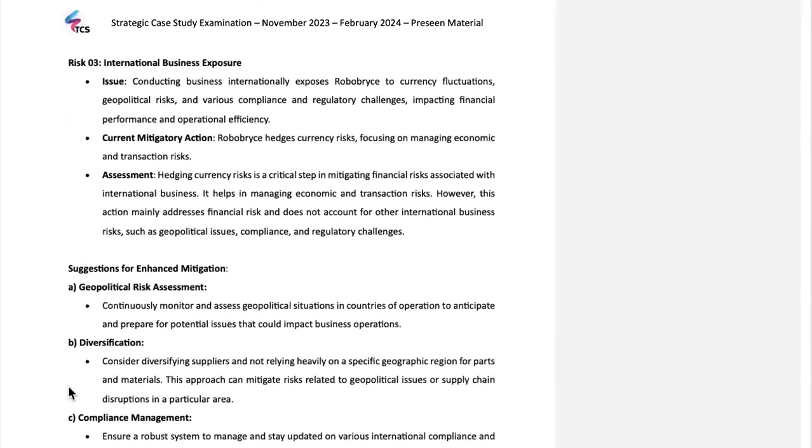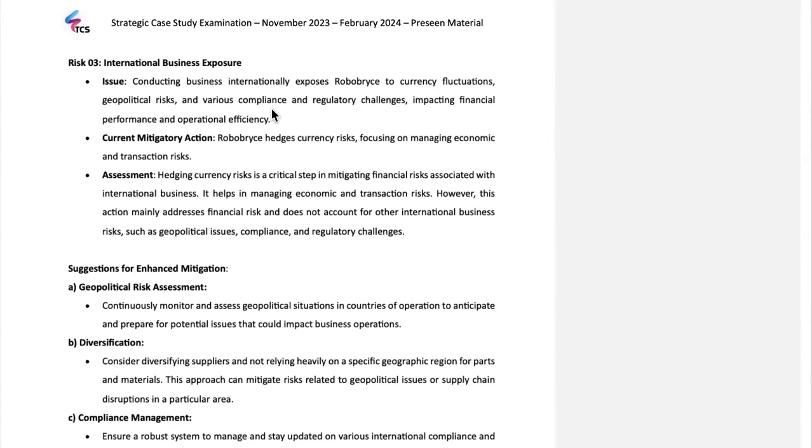So reason number 3, the company is exposed to international business, given the fact that we are selling to a global clientele, and on top of that we are conducting operations within a foreign country. So the issue is conducting business internationally exposes Robobryce to currency fluctuations, geopolitical risks, and various compliance and regulatory challenges, impacting financial performance and operational efficiency.